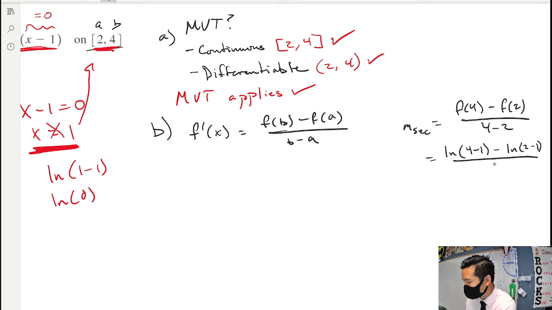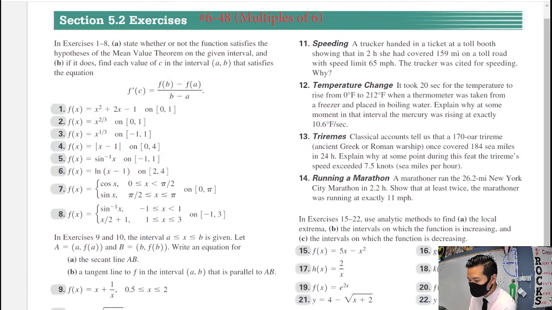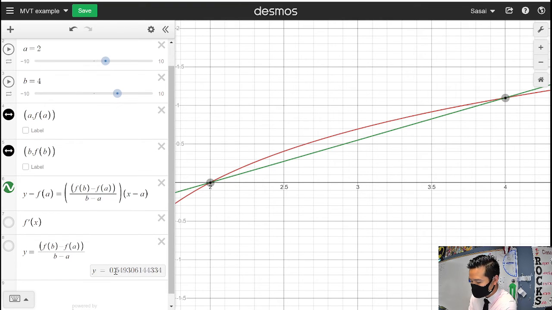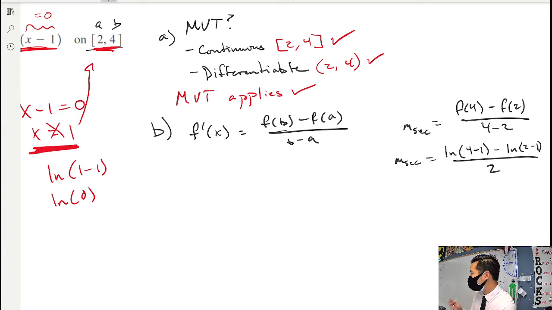This is all over what? 4 minus 2, which is just 2. So this, by the way, is the slope of the secant line, the green line on the graph that I had drawn. The slope of this green line, I have the answer right here, by the way. The slope of that green line is this weird decimal down here. But we'll do it by hand, just to, I lied. We will do this by calculator.